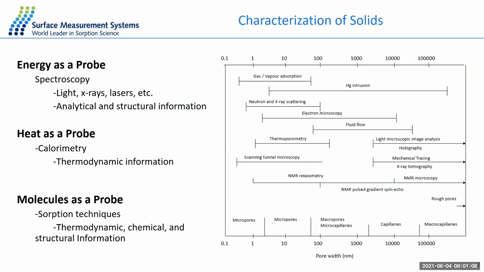So for the characterization of solid-state material, we can either use energy as a probe, like some spectroscopy methods, to get the analytical and structural information of the solid material. Or we can use heat as a probe, like the TGA method, for the thermodynamic information. As for the vapor sorption techniques, we are using molecules as a probe.